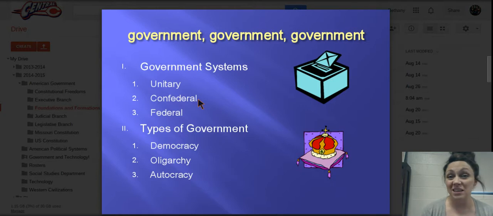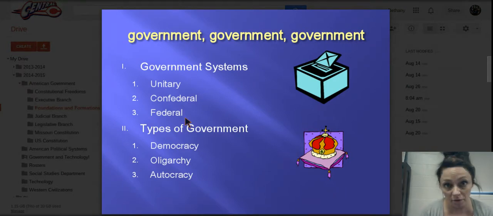Moving on then to the federal system, this is what we have in the United States today. A federal system is one in which power is shared between a national government and many state governments. And I emphasize the importance of a federal system because this is something that is most likely going to be on your EOC. So please make sure that you understand the concept of a federal system. Federal system, federal government, and federalism are terms that are all used interchangeably.